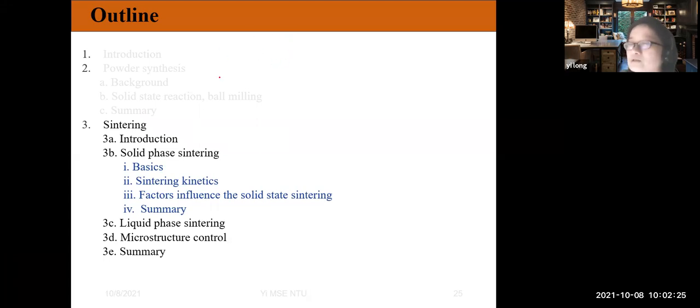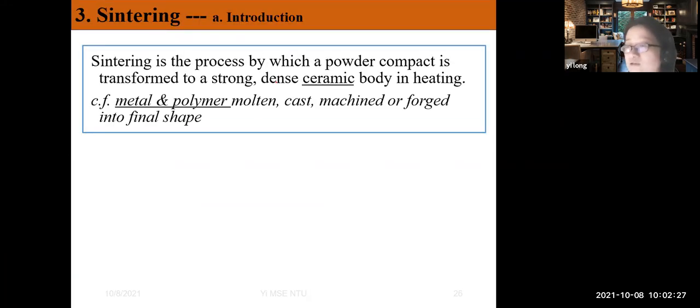So it's the difficult one. Okay, so what is sintering? What is sintering?